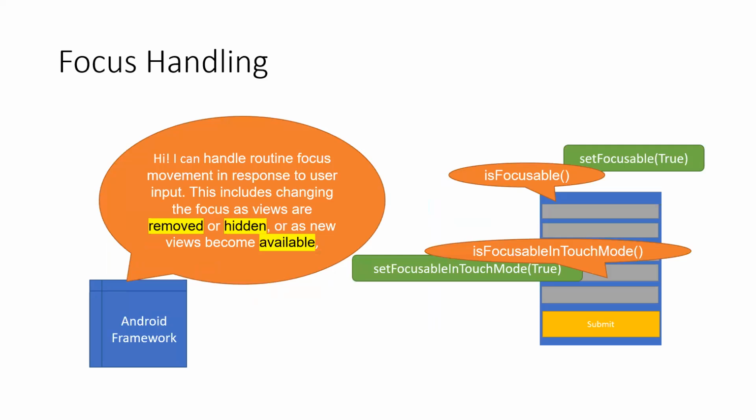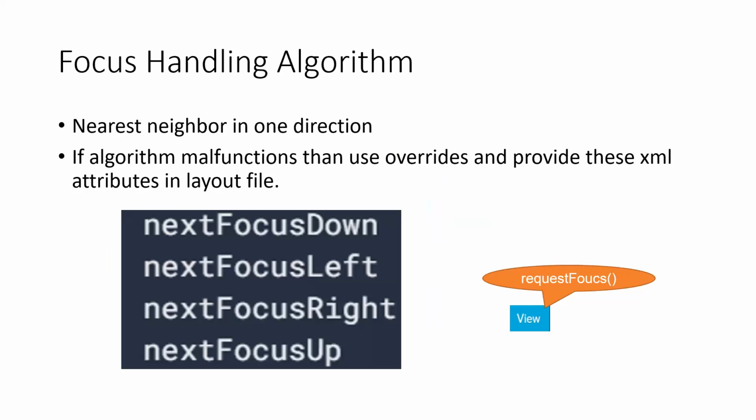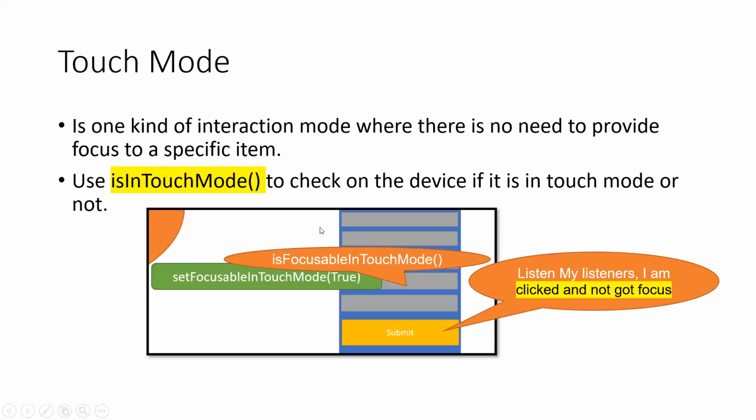We also saw that the Android framework is able to handle focus. There are certain elements which are focusable, certain elements which are not focusable. I told you about two modes, touch mode and click mode. For the focus handling algorithm, normally it works with the nearest neighbor in one direction, but if you do not want to follow this, then you have to provide an override. And this is for the touch mode.